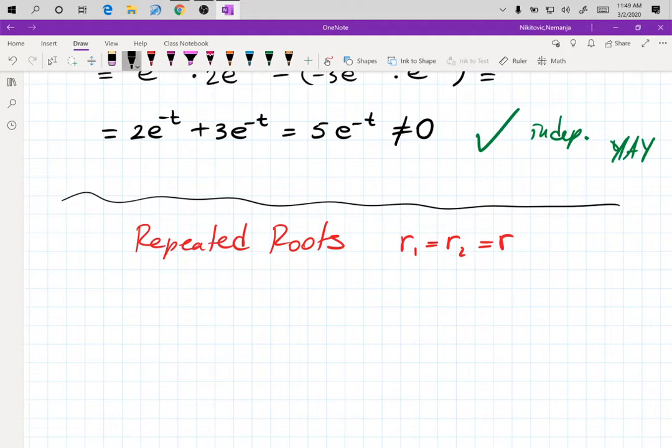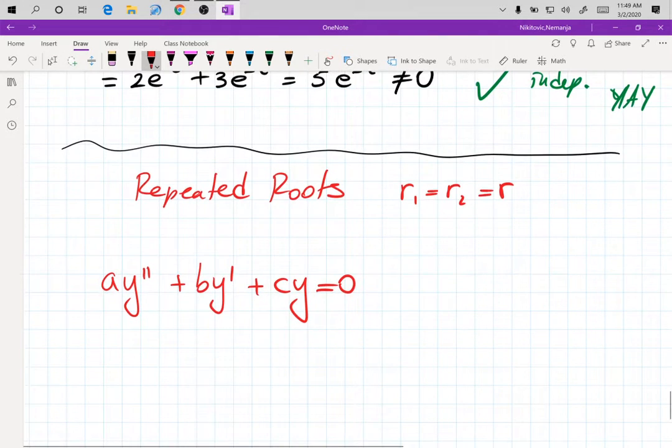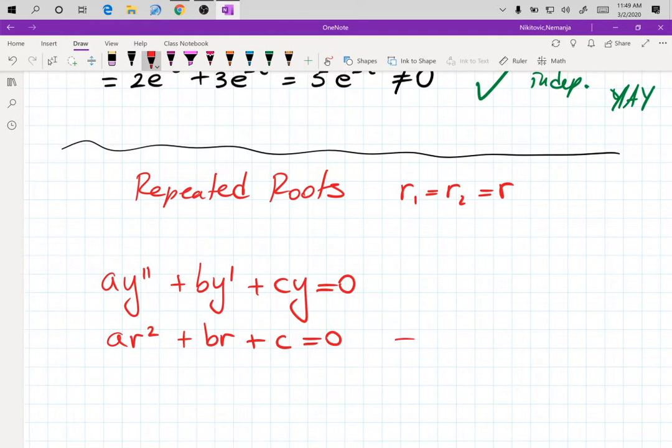So what I'm going to do now is I'm going to say that for the differential equation a y double prime plus b y prime plus c y equals 0, we are going to have a solution that goes, well, sorry, first the characteristic equation a r squared plus b r plus c equals 0, from where we are going to get r1 equal r2 equals r, because we are in that case. For some a, b, and c, this is going to be the case.